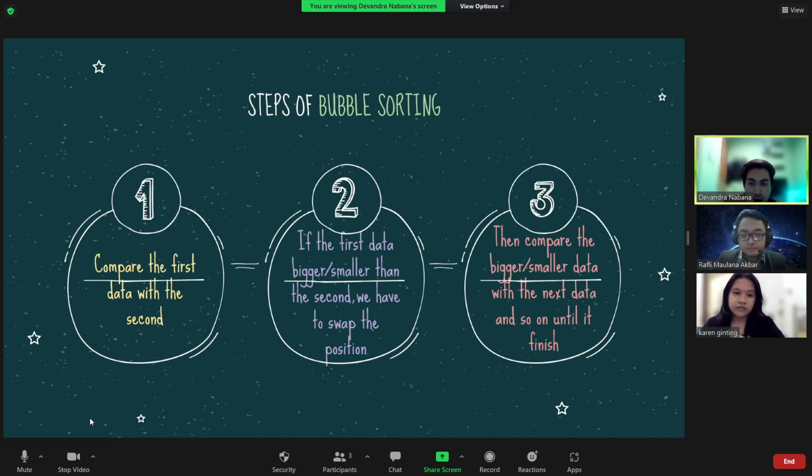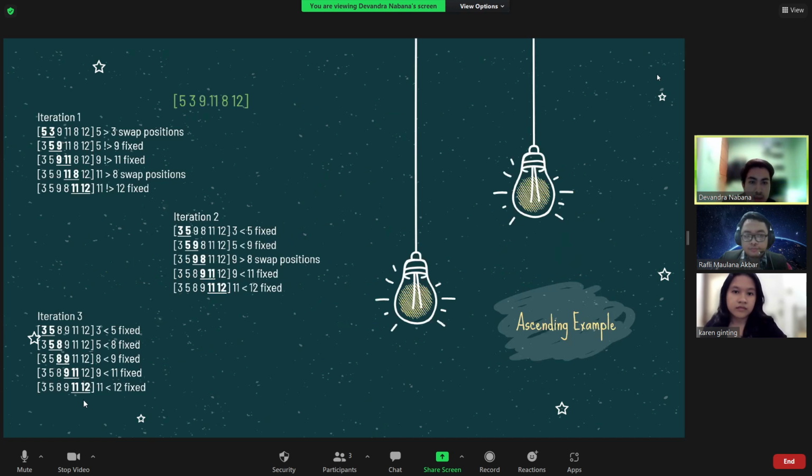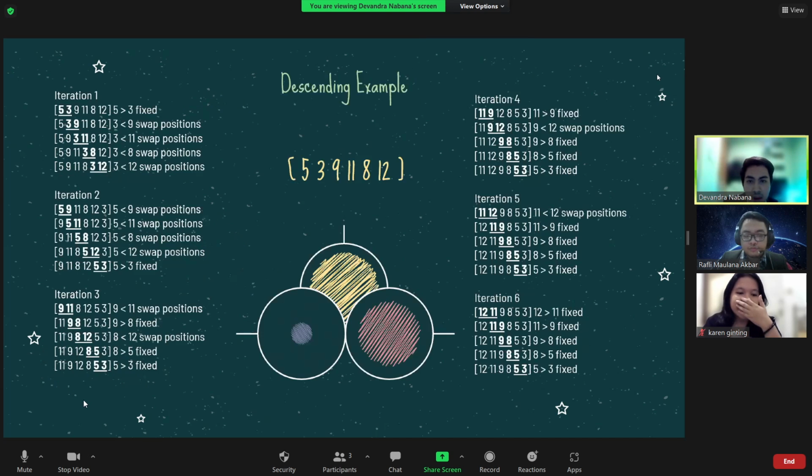Next slide. We talk about the steps of bubble sorting. There are three steps. One, compare the first data with the second. Two, if the first data is bigger or smaller than the second, we have to swap the position. And three, compare the bigger or smaller data with the next data and so on until it finishes. And next is the example, ascending and descending.